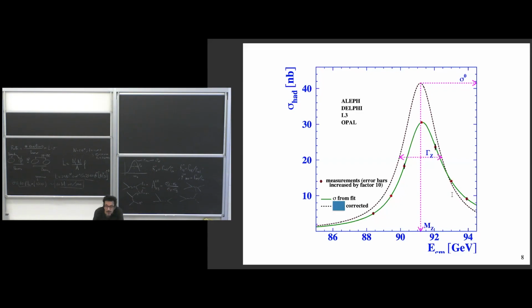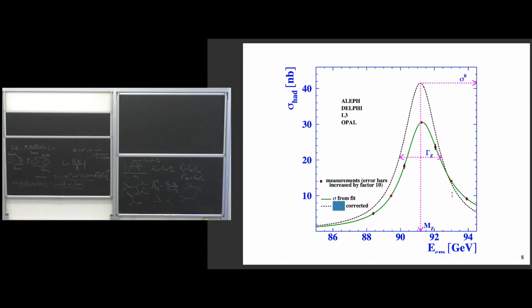Okay, so the non-textbook part. So in this plot, I'm showing the cross-section, and so this is the cross-section to hadrons, but the same will be obtained with the cross-section to muons or to electrons. Well, to electrons, as we said, it's a bit slightly more complicated, but fine. As a function of the energy of the collider.